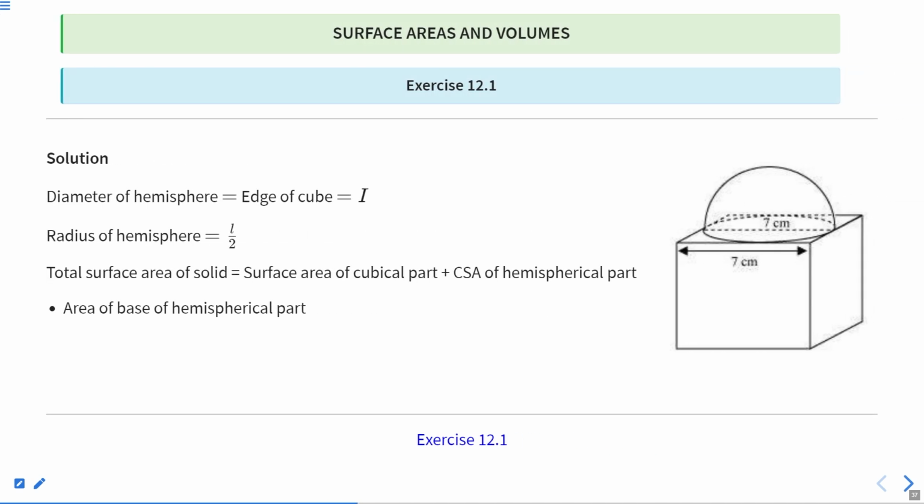So let us find. First of all, you can draw the figure. So this is our figure. This solid is basically a combination of a cubical block and a hemispherical part. Here the diameter of the hemisphere is equal to the edge of the cube, and we are given the edge of the cube is l. So the diameter of the hemisphere is equal to l, and the radius of the hemisphere is equal to l by 2. Now the total surface area of the solid is equal to surface area of the cubical part plus curved surface area of the hemispherical part.